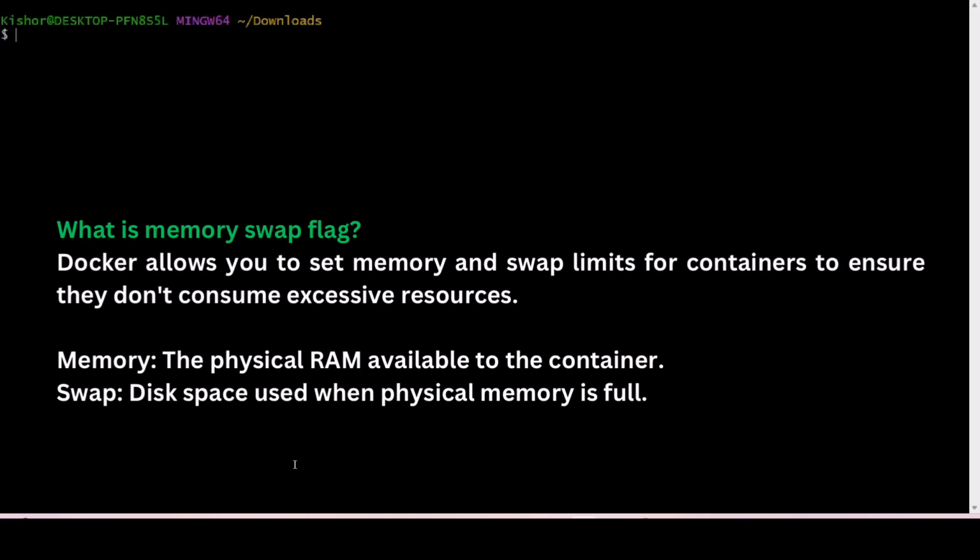What is the memory swap flag? Docker allows you to set up memory and swap limits per container to ensure they do not consume excessive resources. Memory means the physical RAM available to run the container. Swap is disk space used when the physical memory is full.